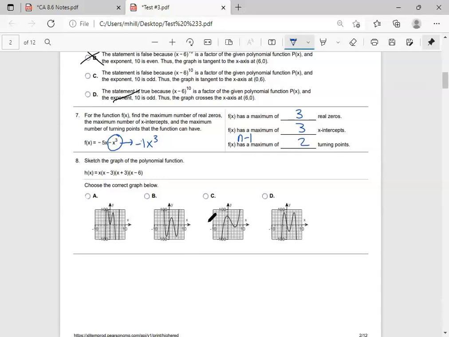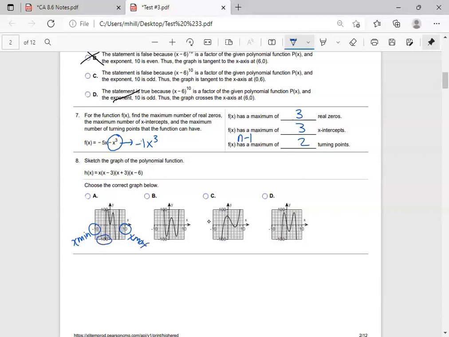On number 8, sketch the graph of the polynomial function. I feel like the majority of students are going to go straight to the graphing calculator and type in that function. And that's okay. But if you look at your graphs here, every one of these graphs goes from -10 to +10. That's usually what our graphing calculators are set at. That would be your x minimum and this would be your x maximum.